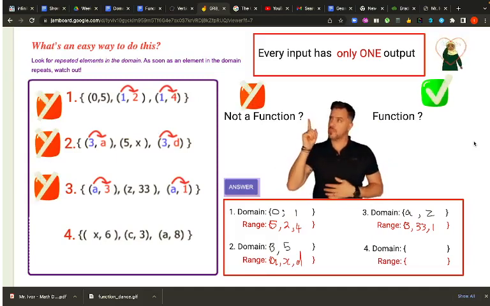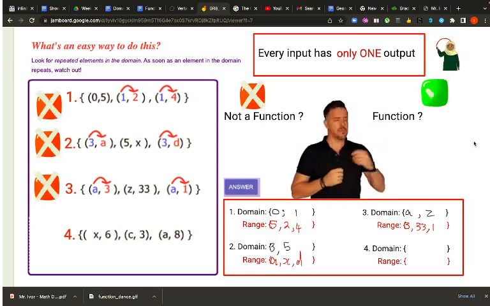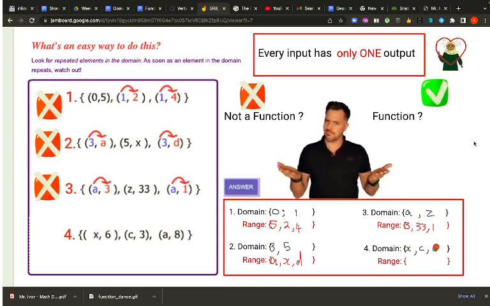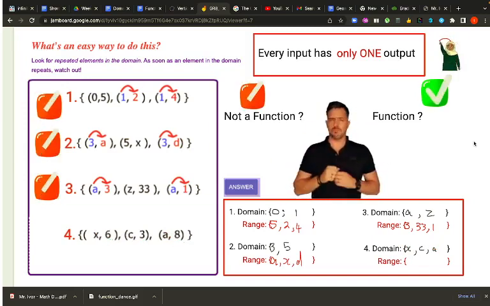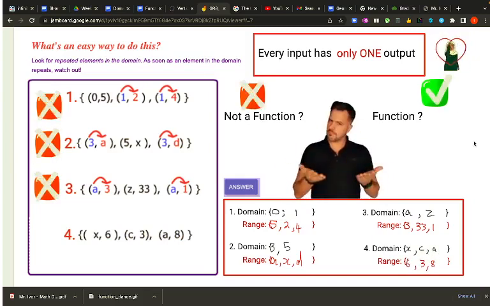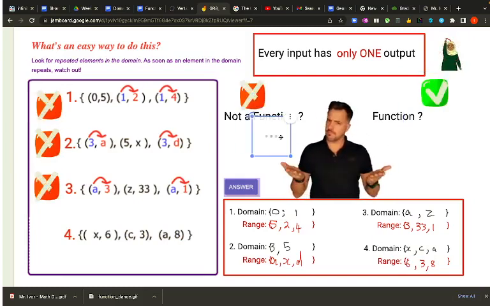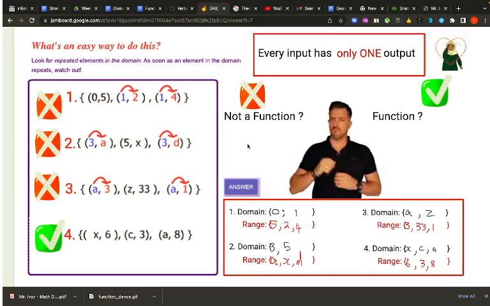The last one, the domain, I think you get the hang of it now. That will be the x values, so x, c, and a. The range will be the y values, so 6, 3, and 8. There are no elements that repeat, so this one right here is definitely a function. And that's basically how we do it.